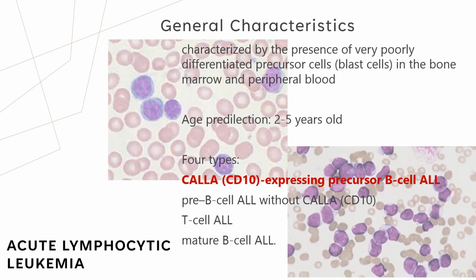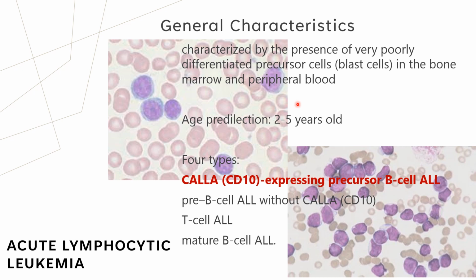So your acute leukemias, some of them are curable, but if chemotherapy is not initiated early on, there is a high mortality rate among patients with acute leukemias. Acute lymphocytic leukemia is an example under the lymphoid series type of leukemia. The general characteristic of this type of leukemia is that there are poorly differentiated precursor cells, or blast cells, in the bone marrow and peripheral blood. The age predilection of this type of leukemia is about 2 to 5 years old.